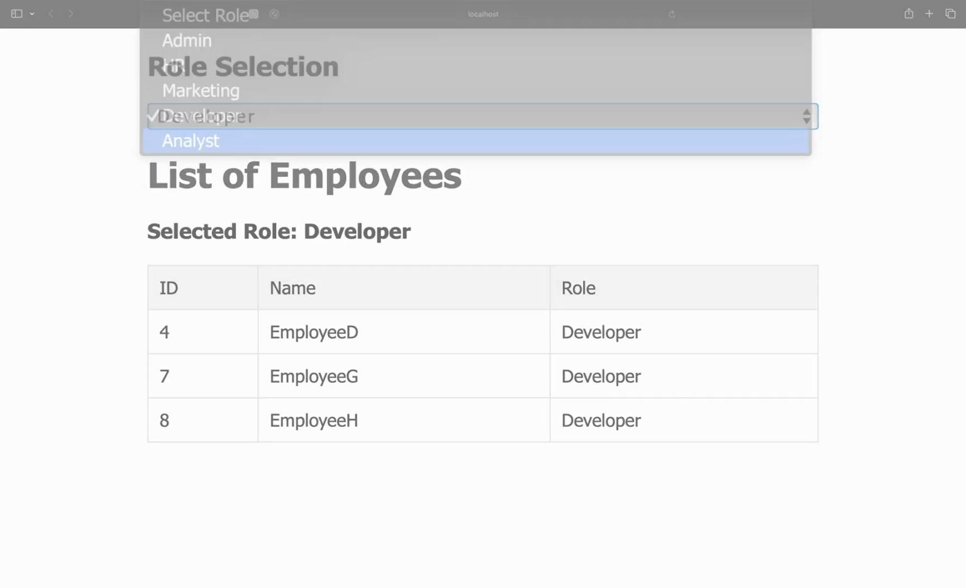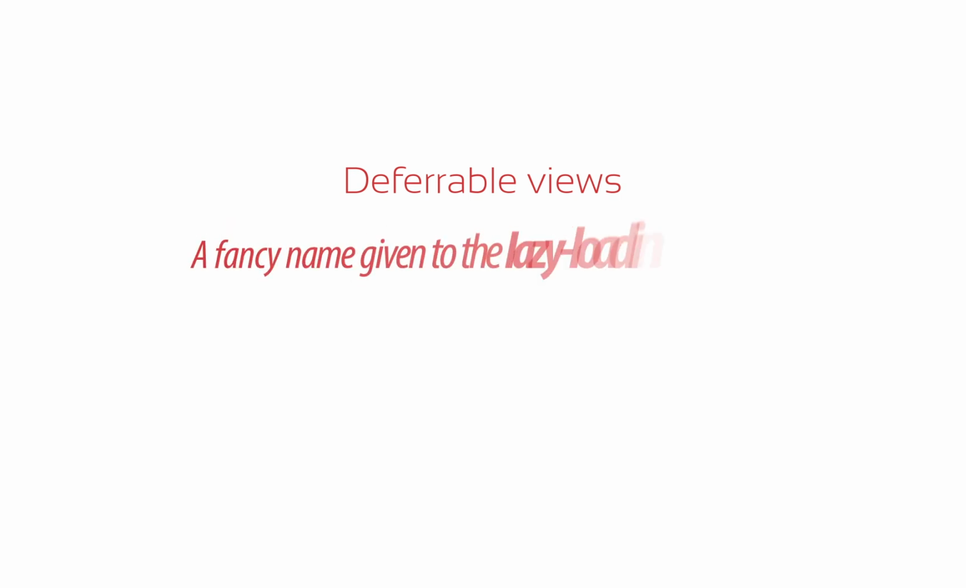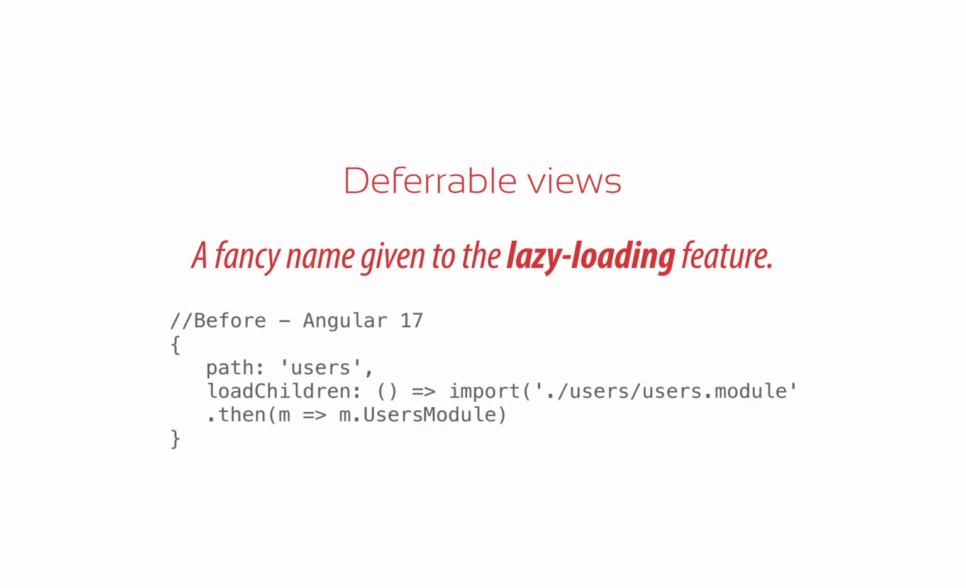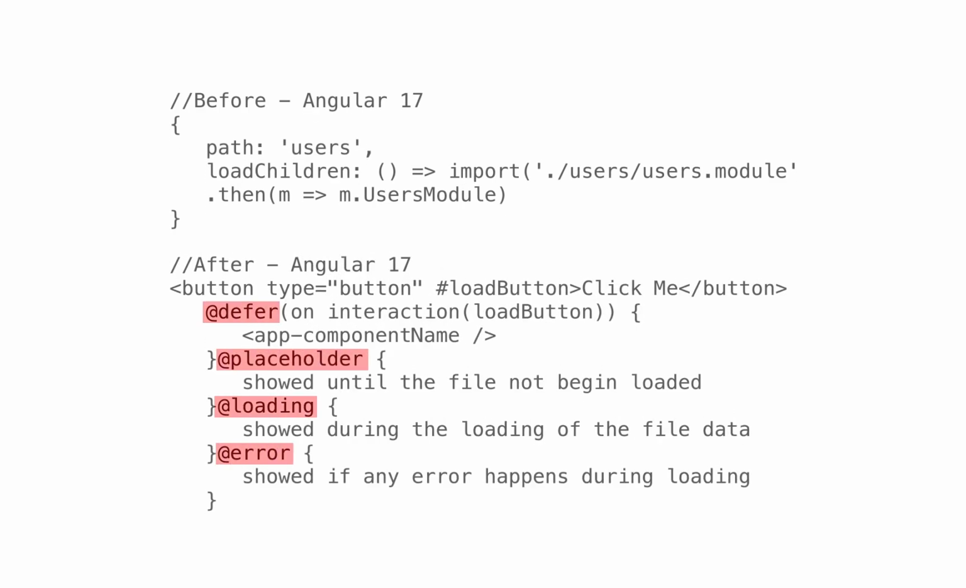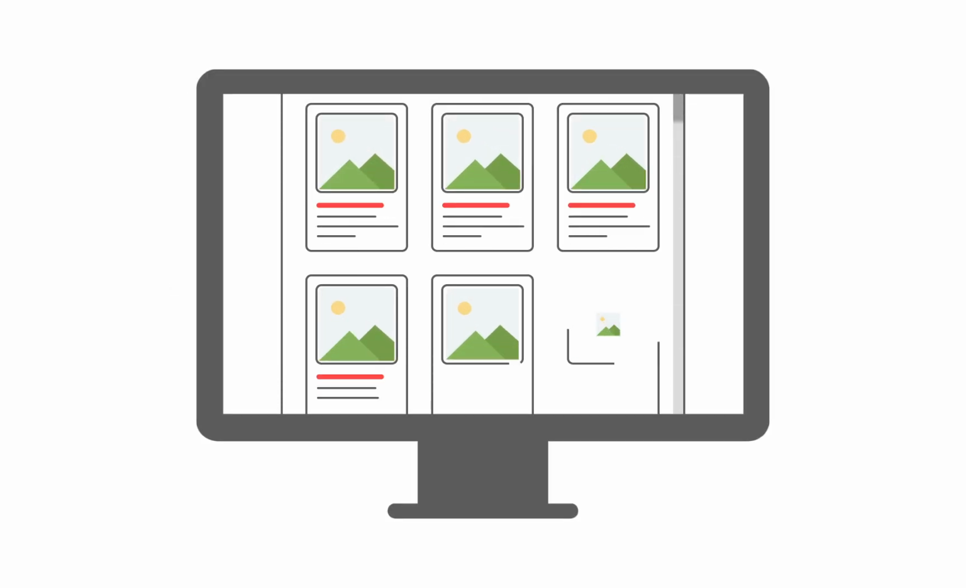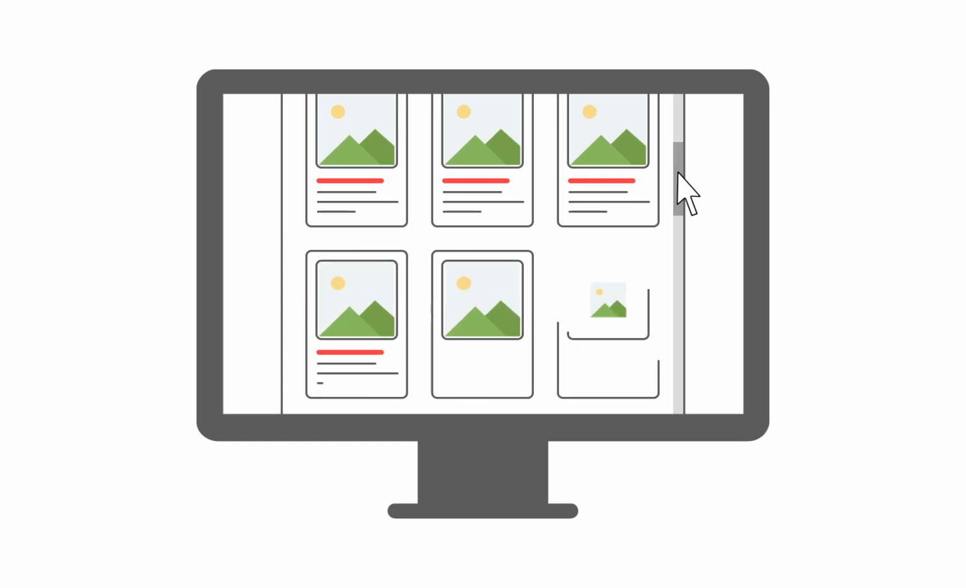The next new feature is the deferrable views. This is just a fancy name given to the lazy loading feature, where we used to lazily load the modules and components inside the applications when they were required or called. The deferrable views do the same thing, that is to lazily load the modules and components, but in a much easier way. By using the @defer statement inside the template itself, we can load the components and modules lazily. Now, this is just fantastic. The loading of components has never been this easy, and that is seamlessly handled by the @defer statement. We will learn more about it in this section.